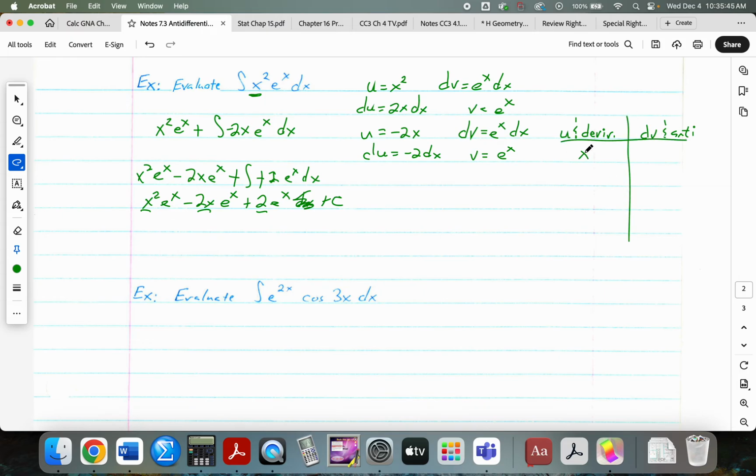So we let u be equal to x squared, so the derivative is 2x. The derivative of that is 2. Derivative of that is 0. Always go all the way down to 0. We only do this when we have a polynomial times something else. It's not going to work out very well if you have something else. And then e to the x, whose antiderivative is always e to the x.